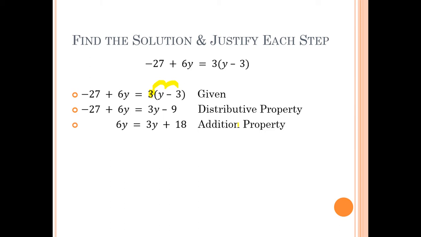Our next step is we have to add 27 to both sides. So we add 27 to this side, and we add 27 to this side. So on our left side of the equal sign, those 27s are going to cancel out. On the right side, we're going to end up with positive 18 because 27 minus 9 equals 18. But we added something to both sides, so we know that is addition property.